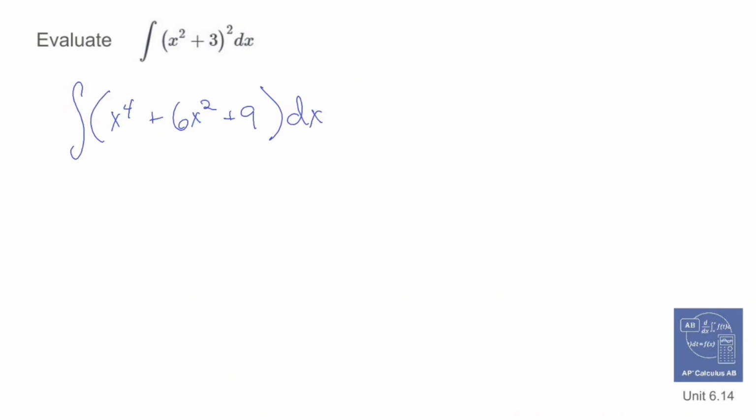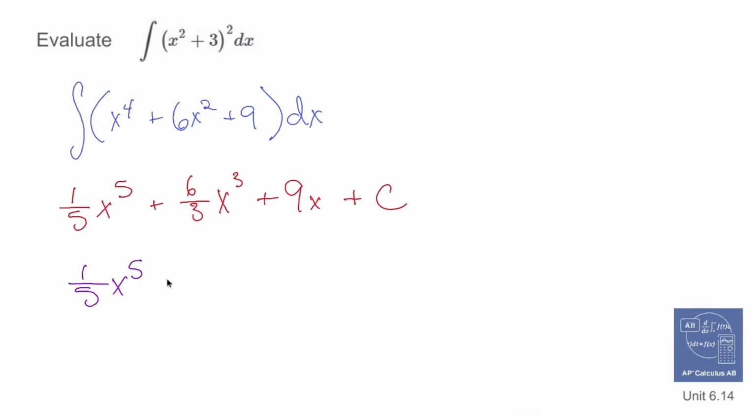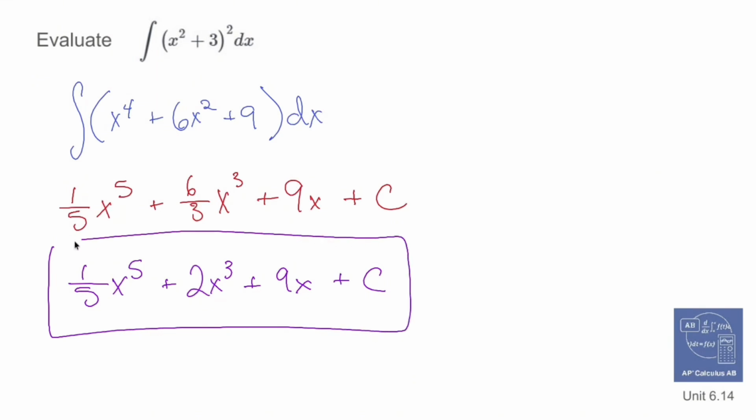Now I integrate that using our typical power rule thoughts. So you would have 1/5 x to the fifth plus 6/3 x to the third plus 9x plus arbitrary c. And then cleaning this up in one more step, we have 1/5 x to the fifth plus 2x cubed plus 9x plus c, and that should do it. Fun.